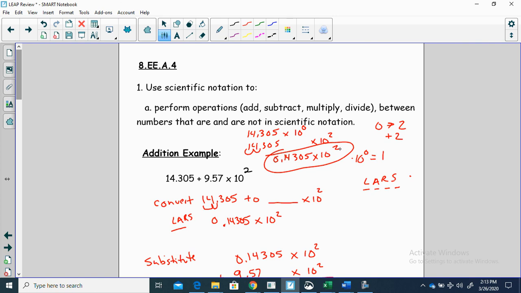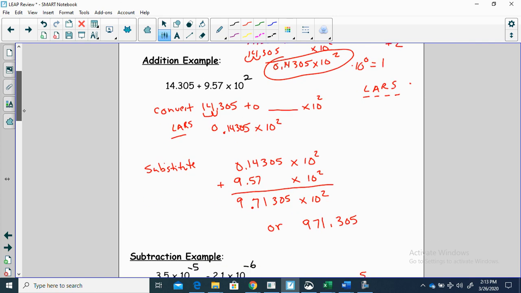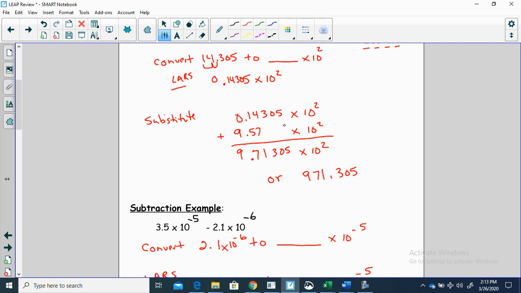So 0 to 2, if we add 2, let's think about that, guys. Then if we're adding 2, we need to go left 2 spots. 1, 2. That's 0.14305 times 10 to the second. So let's substitute that in for this number. 0.14305 times 10 to the second plus 9.57 times 10 to the second. If I add those, I have 9.71305 times 10 to the second. Move that 2 places, and that's 971.305.